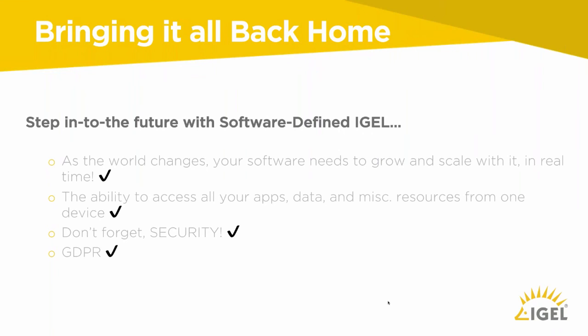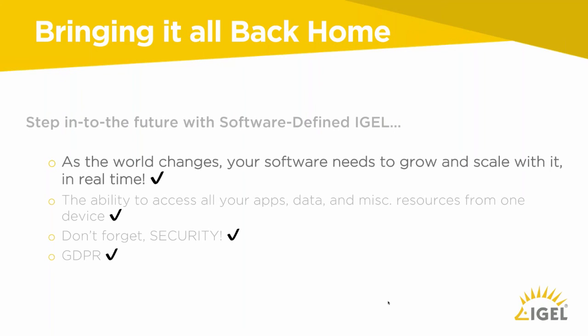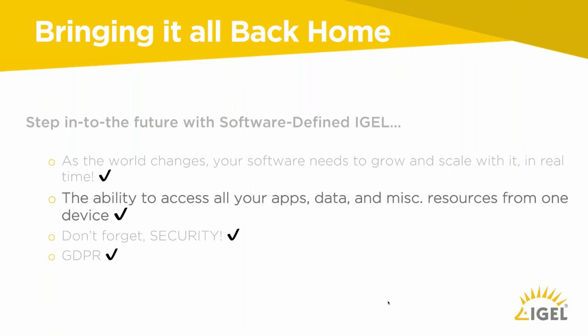So let's bring this all back home. Let's step into the future with software defined. Hopefully I've been able to explain to you guys, software defined is a better way because it gets better without buying new. As the world changes, your software needs to grow and scale with it in real time. You want a Tesla, right? Check. We are a Tesla. We get better, as I talked about, in real time. The ability to access all your apps, data, and miscellaneous resources from one device. If you have SaaS apps, great.